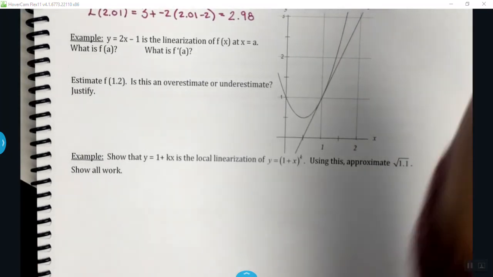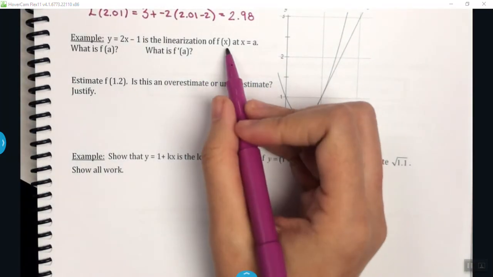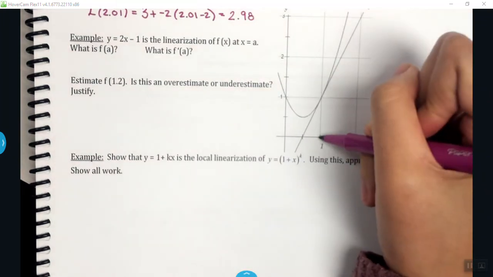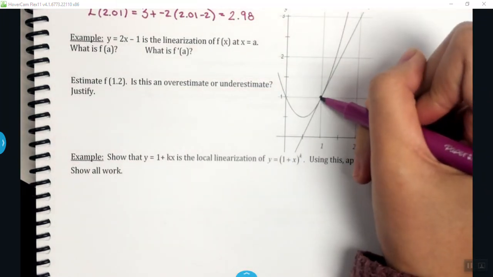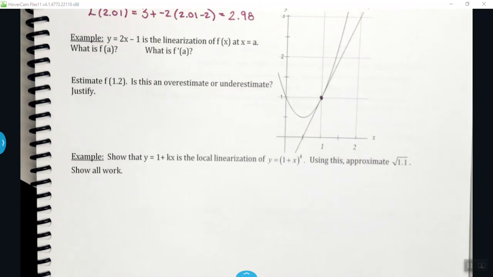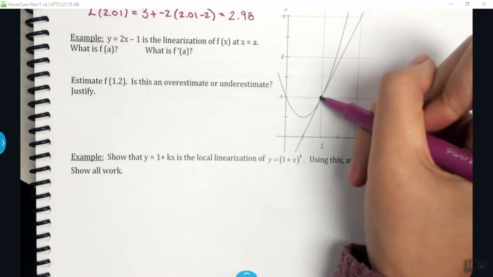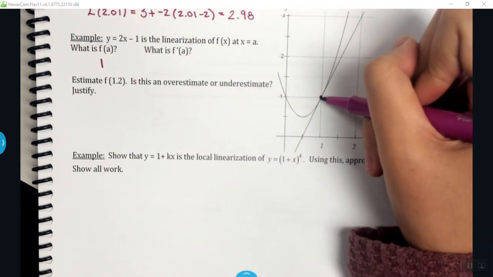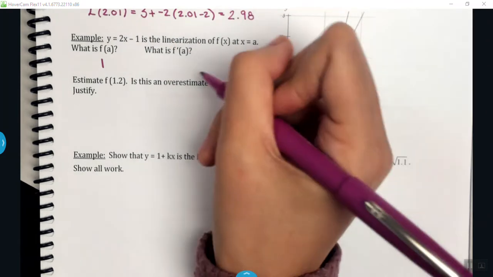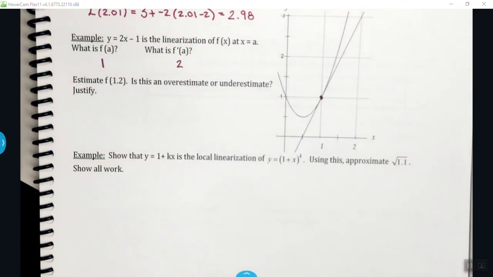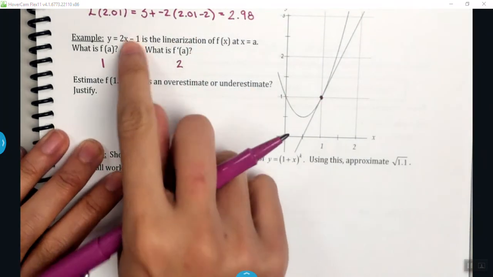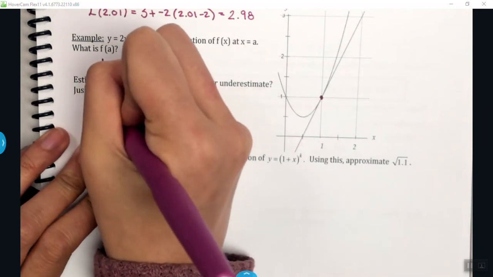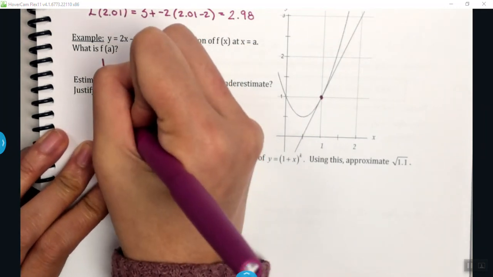Okay, y equals 2x minus 1 is the linearization of f of x at x equals a. So it's here at 1. So what is f of a? What's the y value? 1. And what's the f prime of a? Slope is 2. Okay, estimate f of 1.2, so we'll plug 1.2 into our linear equation.